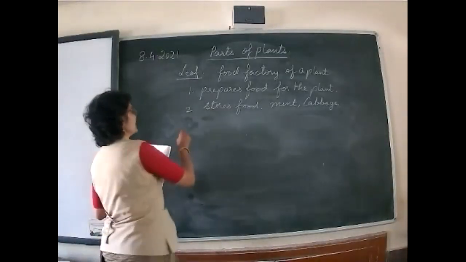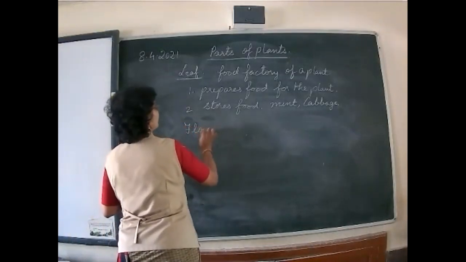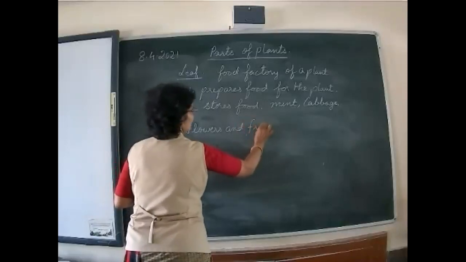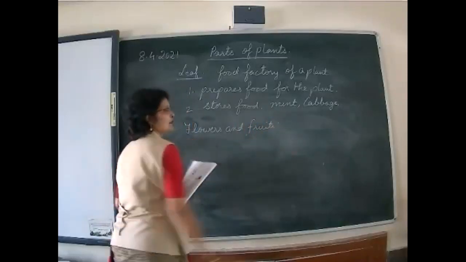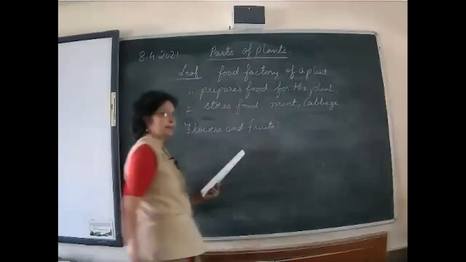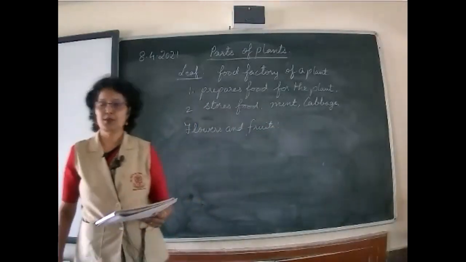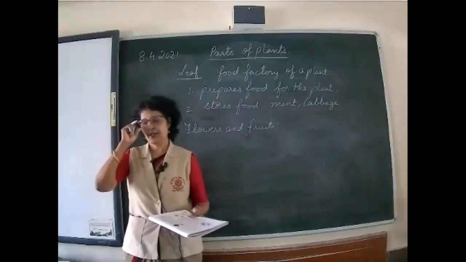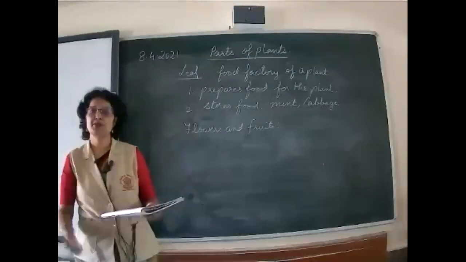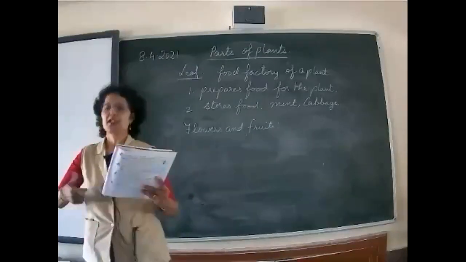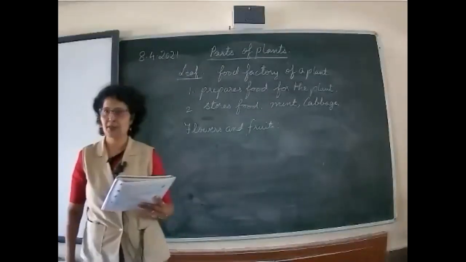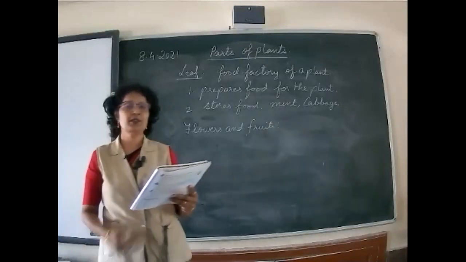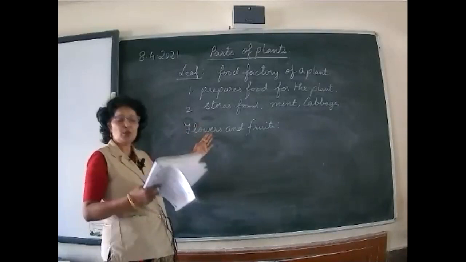Now next is flowers and fruits. Flowers are the most beautiful and colorful part of a plant. You go in the garden in spring season, you see all colorful and beautiful flowers blooming, and you become happy when you see beautiful flowers. Many plants bear flowers which grow into fruits.